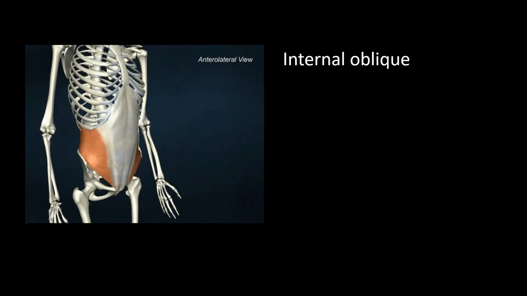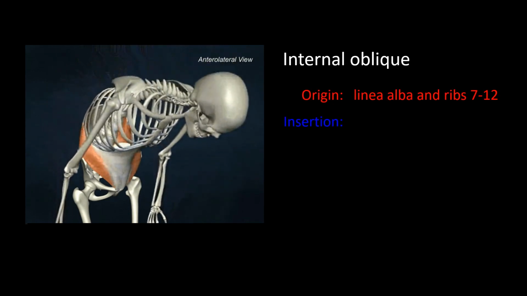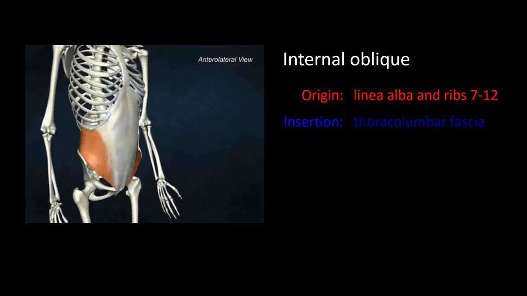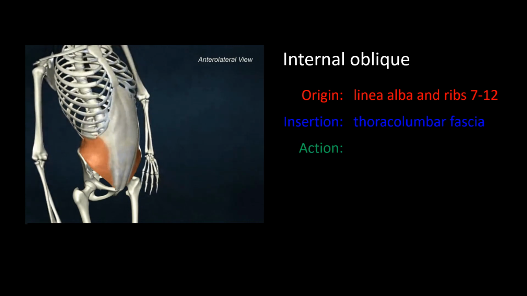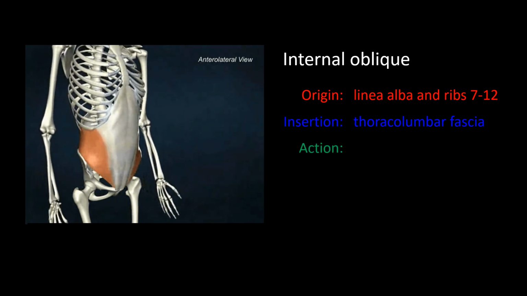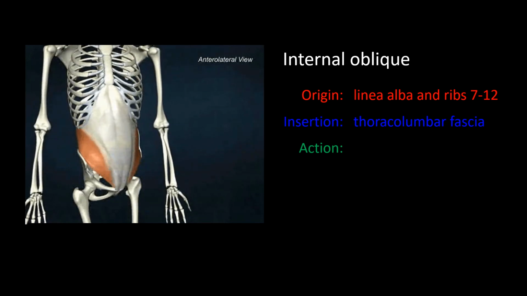This is the internal oblique. Its origin is the linea alba and ribs 7 through 12. Its insertion is actually the thoracolumbar fascia. And as you can see, it's got a variety of actions. So we'll wait for the diagram to reset and then cover these.